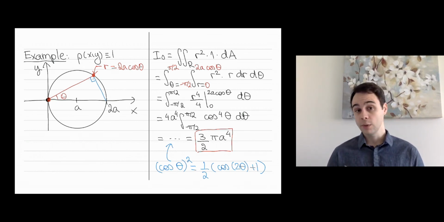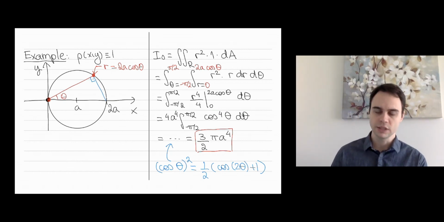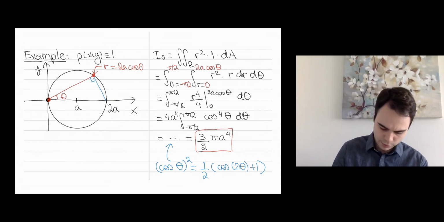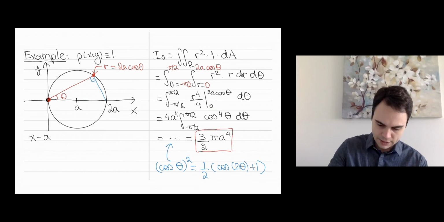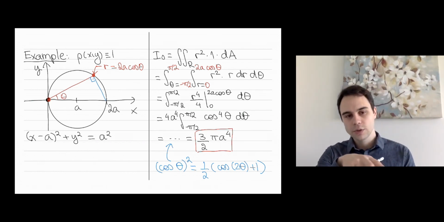We start from an equation that describes the circle in Cartesian coordinates, and then we translate the equation to polar coordinates. So what's the equation for this circle in Cartesian coordinates? It's (x minus a) squared plus y squared equals a squared.